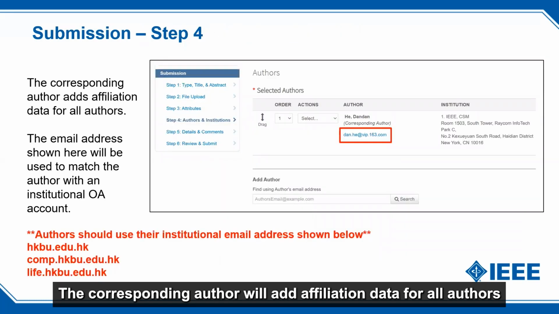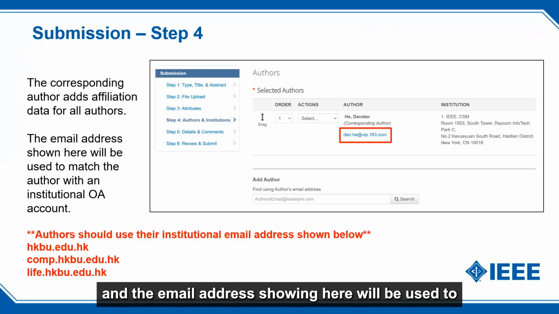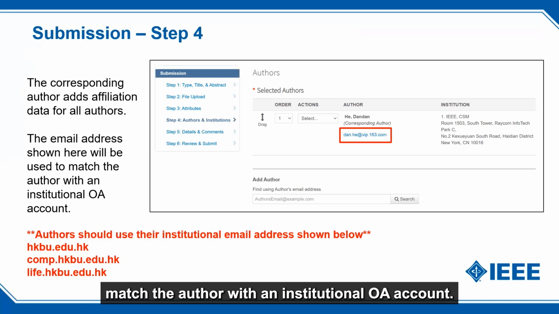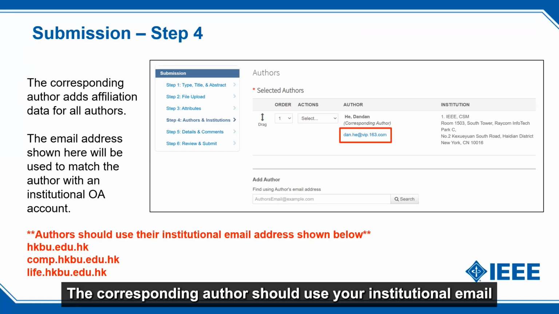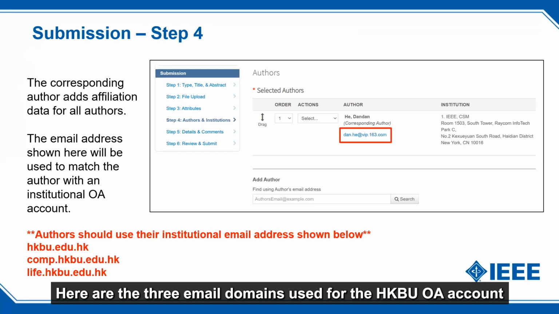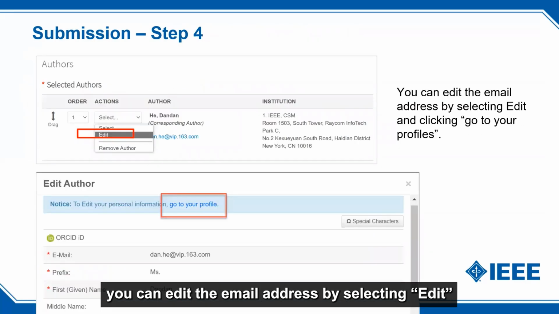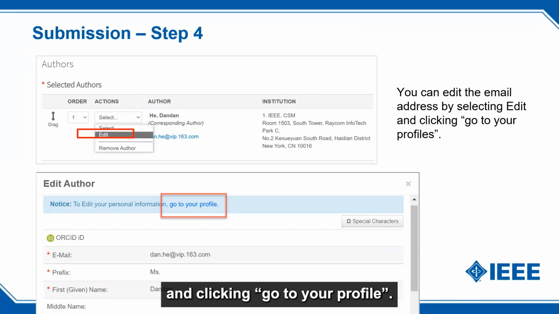The corresponding author will add an affiliation date for all authors during step 4. And the email address shown here will be used to match the author with an institutional OA account. The corresponding author should use their institutional email to make themselves matched. Here are the 3 email domains used for the HKBU OA account. And if you don't use the institutional email, you can edit the email address by selecting Edit and clicking Go to your profiles.